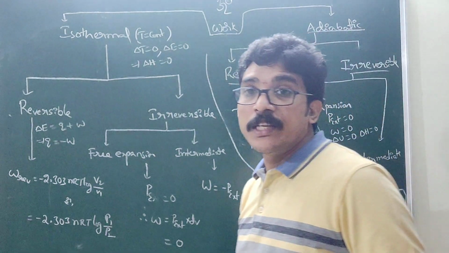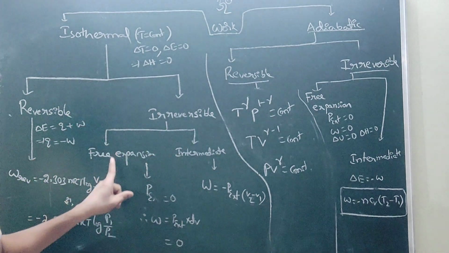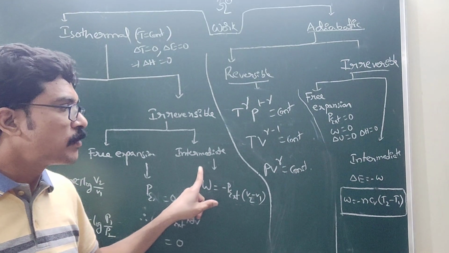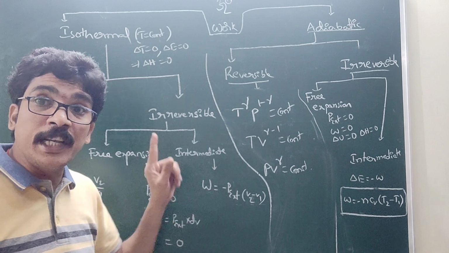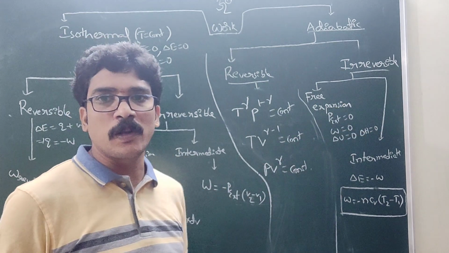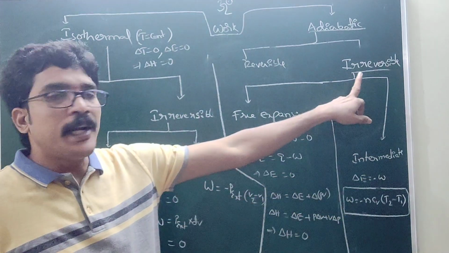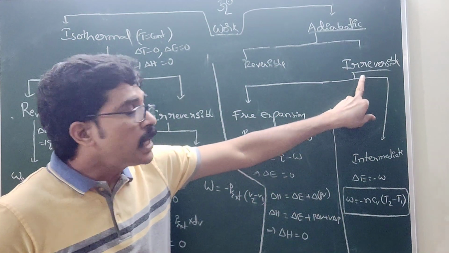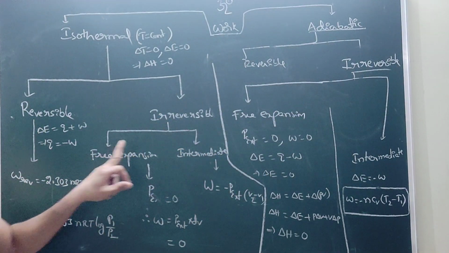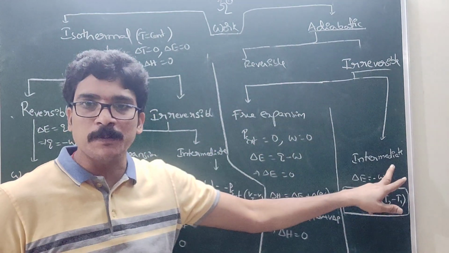irreversible. Adiabatic irreversible. Like in isothermal irreversible, where there are two processes, one is free expansion and another one is intermediate expansion. In adiabatic irreversible, again similar to isothermal irreversible, free expansion and intermediate expansions are there. Here also irreversible free expansion and intermediate expansions are there.